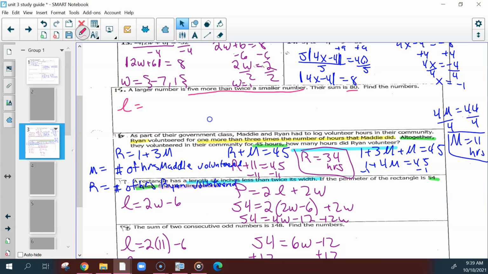But the larger number is, we're going to be setting that equal to 5 more than twice the smaller number. How would I set that up? L equals 5 plus 2S. So don't confuse this L with length. This is larger number, smaller number. And then it says the sum is 80. So if I knew what the larger number was and I knew what the smaller number was, if I added them together, I'd get 80.